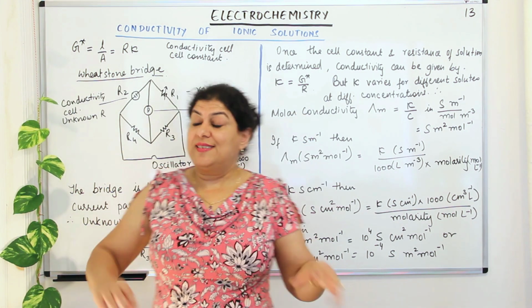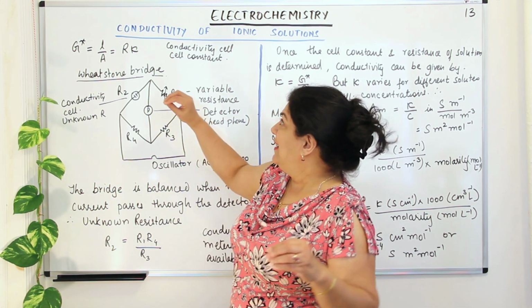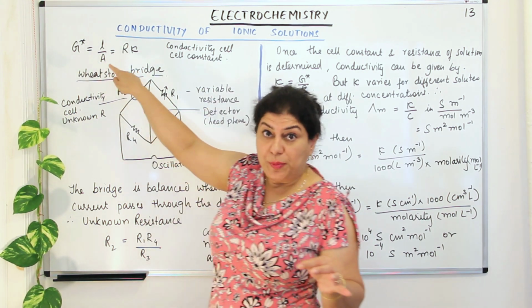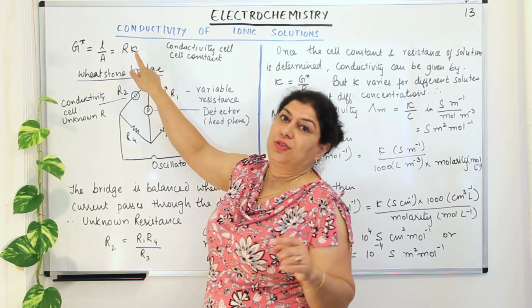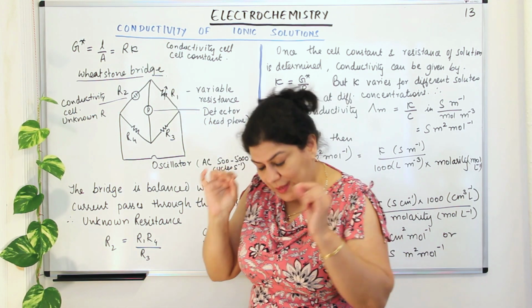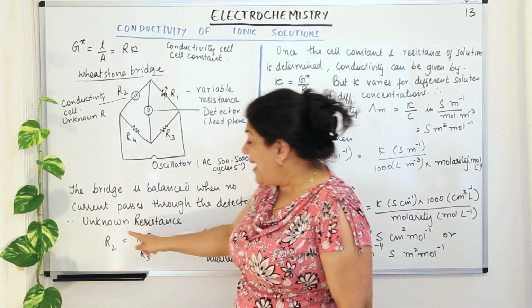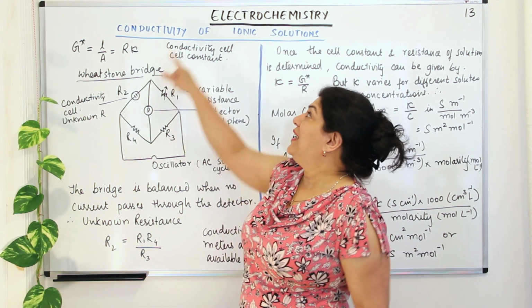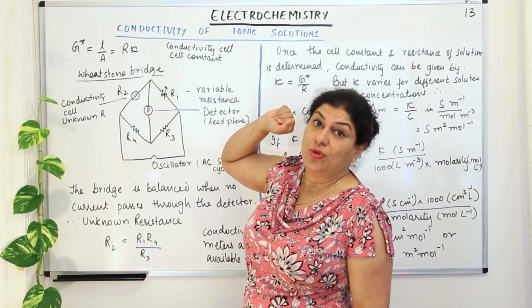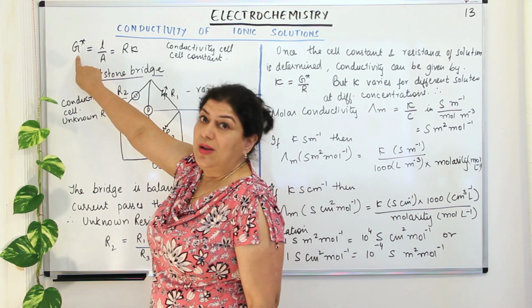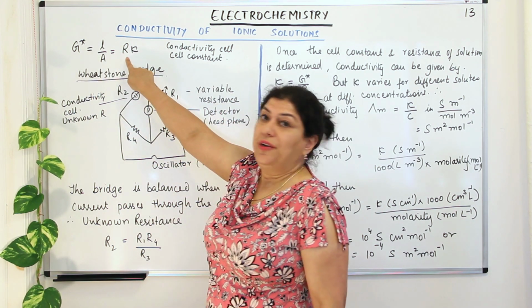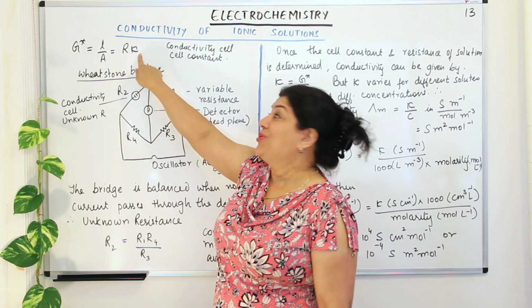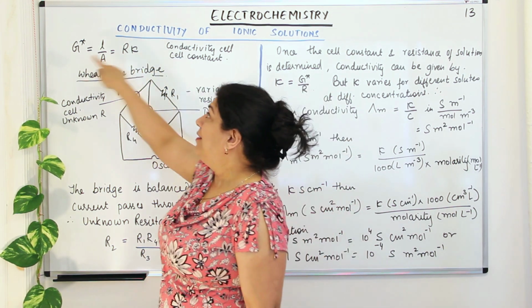Now, the cell constant is G star, which is equal to the ratio of length upon area, which is equal to the product of resistance and conductivity. Once the cell constant is known to us and the unknown resistance is known to us, now we can calculate the conductivity of the ionic solution. How? Because cell constant is equal to the product of the resistance and conductivity. So conductivity would be equal to G star upon R.